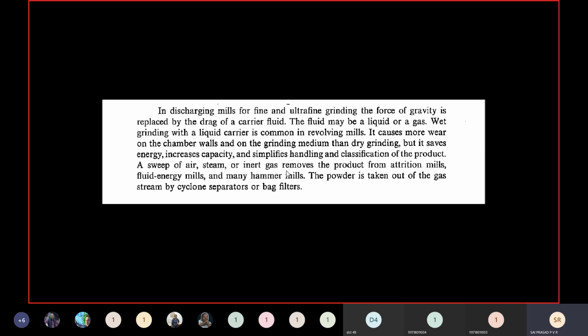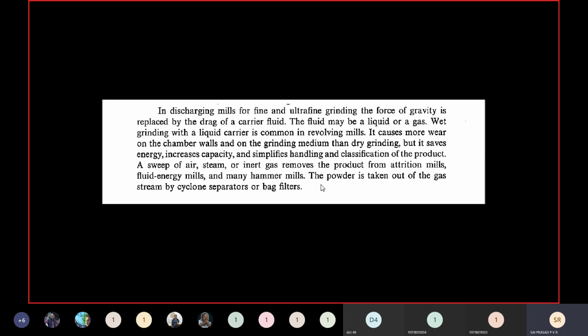A sweep of air, steam, or inert gas removes the product from the attrition mills, fluid energy mills, and many of the hammer mills. There we can't rely on gravitational force. Why? Because the size of the particles is very small, the mass of the particles is very small, and the gravitational force on them is very minute. Hence we are supposed to use some other mechanism to take them out, because the feed itself is small. After crushing is over, the solid particles are also small. So we should use a medium like air to take them out of the system.